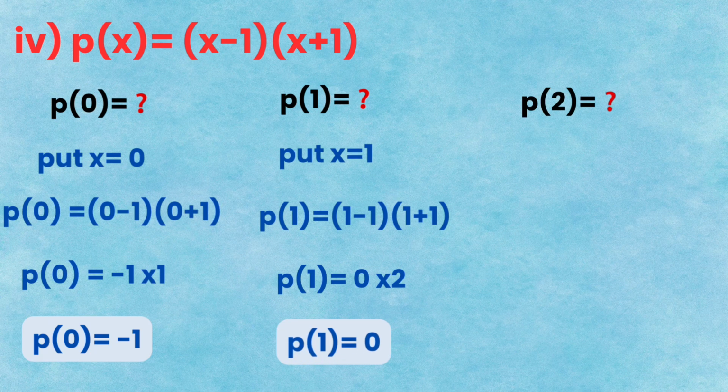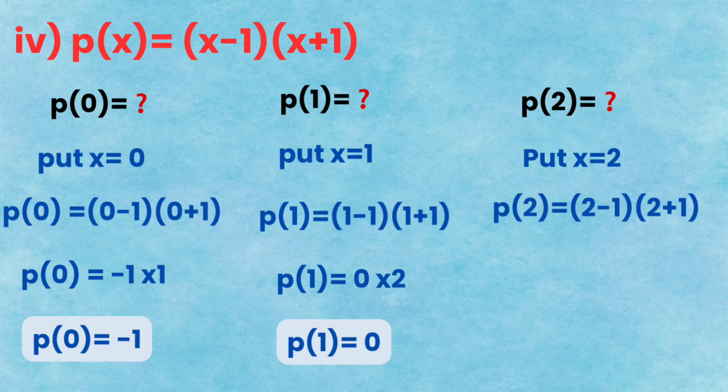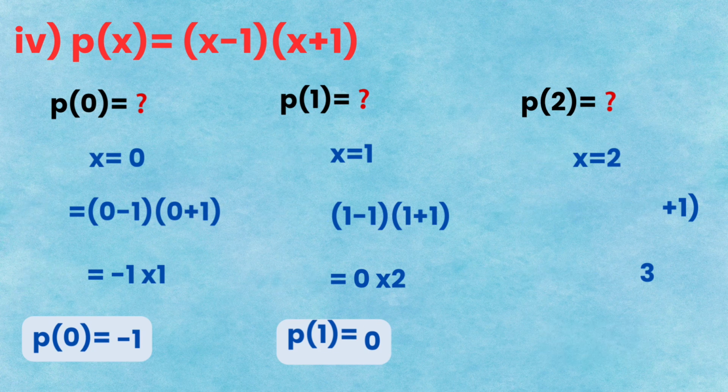And the last one is to find P2. For this, put x is equal to 2 in the given expression. The expression becomes P2 is equals to 2 minus 1 times 2 plus 1. Here 2 minus 1 becomes 1 multiplied by 2 plus 1 is equals to 3. Then the value of P2 will be equals to 3.